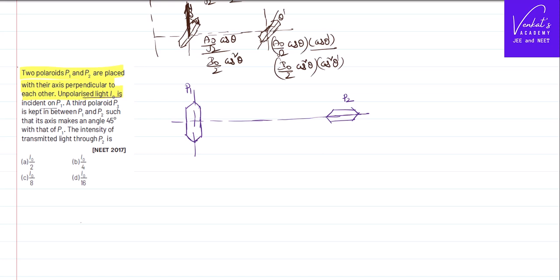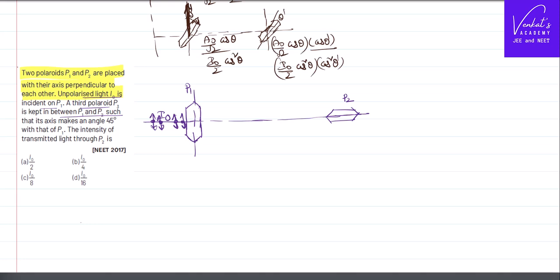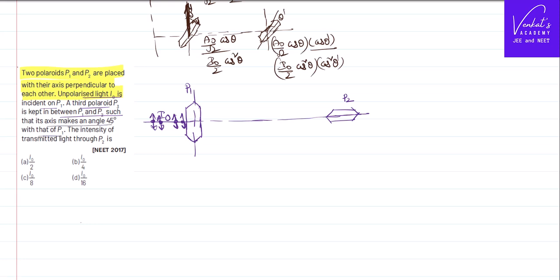Unpolarized light of intensity I0 is incident on P1. The light striking this first one is an unpolarized light, that means having vibrations in both the planes. A third polarizer P3 is kept in between P1 and P2 such that its axis makes an angle 45 with P1. So, this is the axis of P1. Now, you have kept another crystal P3 such that with P1 it makes an angle of 45 degrees. Then the intensity transmitted through P2 is how much?